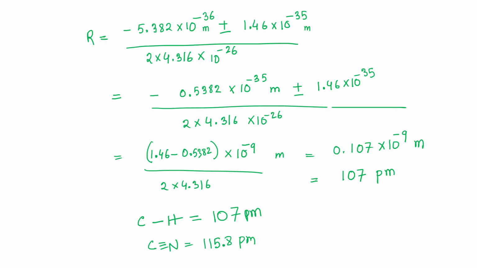in HCN. By just a Google search, I got the CN bond length as 1.16 angstrom, which is 116 picometer, right? And the CH bond length is 1.09 angstrom, which is 109 picometer. So we are close. Great.